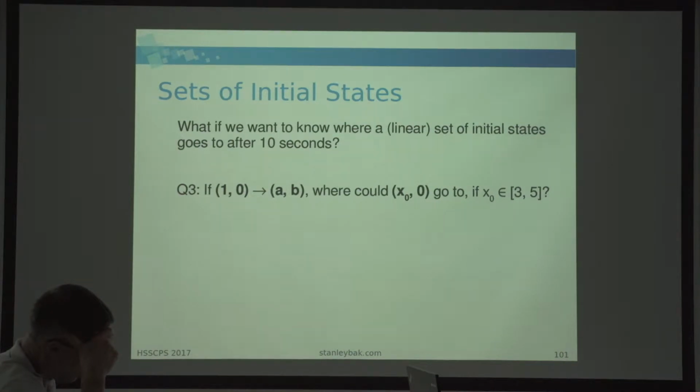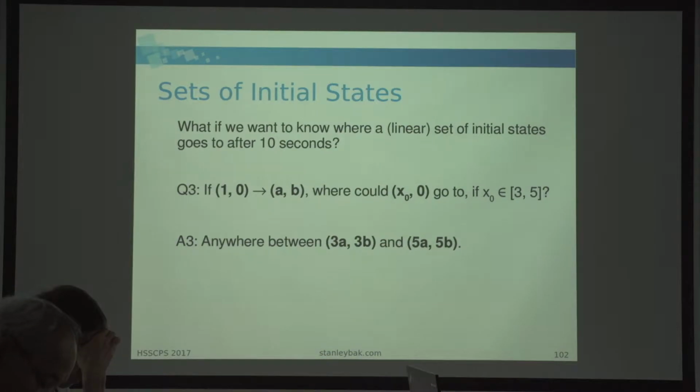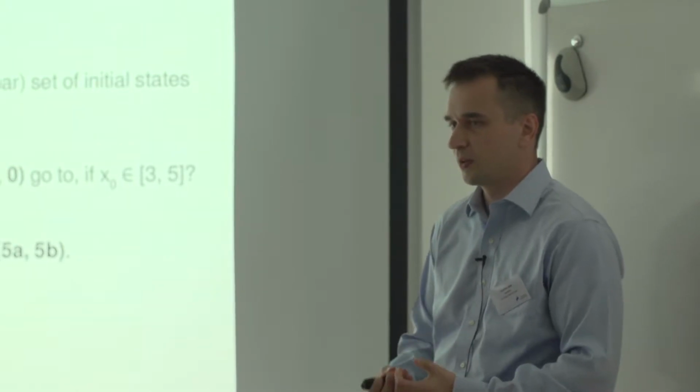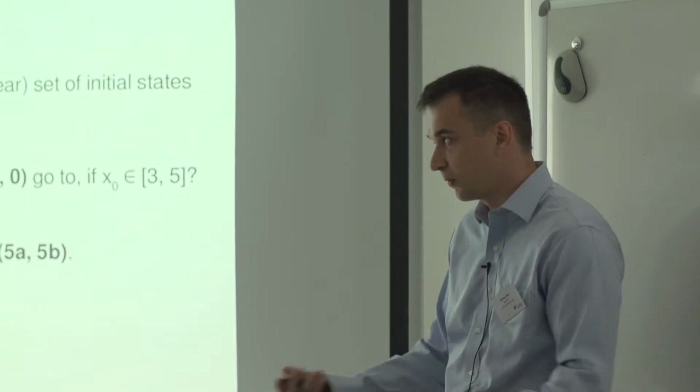So again, new system, state 1, 0 goes to state AB. Where could any state x naught go to if x naught is in the state 3, 5? Because of the scaling property, you can intuitively say that it's anywhere between 3A, 3B, and 5A, 5B. So this is actually the line segment. The previous one was a point. But this intuition tells you that, using information about individual trajectories, you can actually derive information about where sets of states will go to. And that's sort of what we need for reachability.